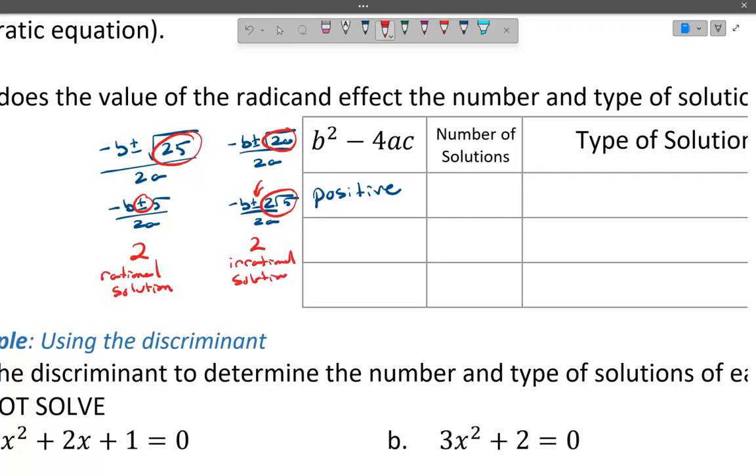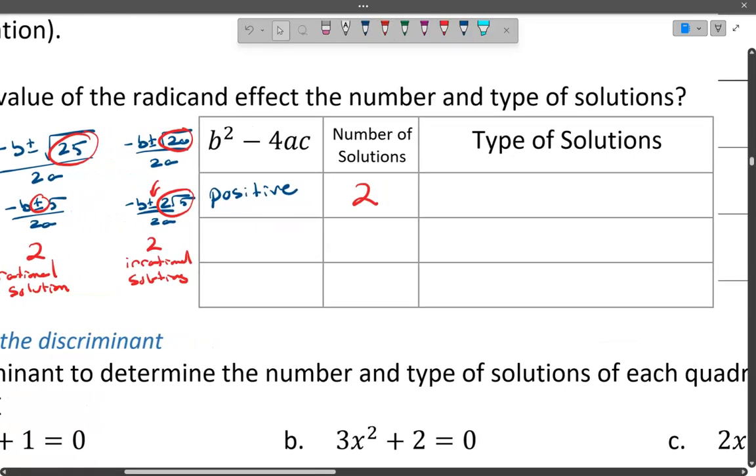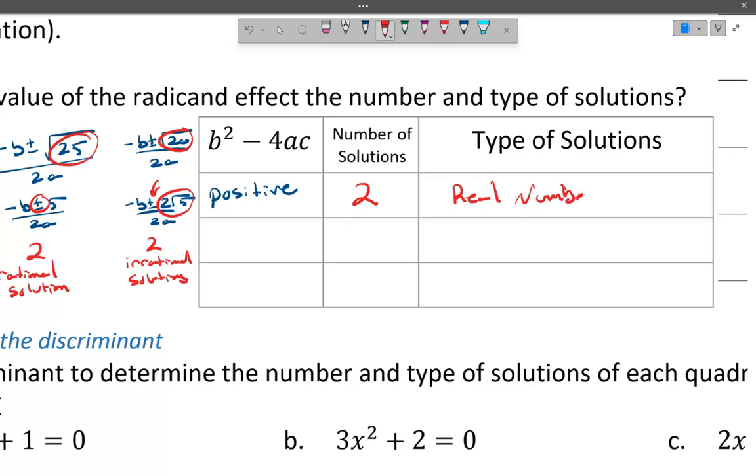solutions. So if my discriminant is positive, I'm always going to have two solutions because I have the plus and I have the minus. I have the addition and I have the subtraction of whatever the radical expression is. And then the type of solution is it'll always be a real number. Positive radicand means I'm going to have two real number solutions.